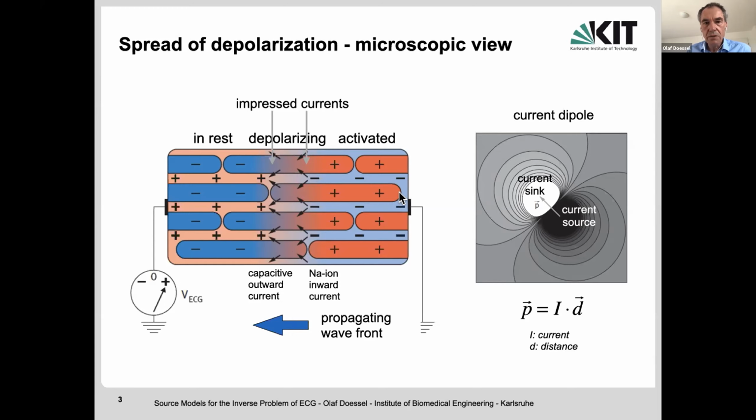And the impressed currents behave like current dipoles. A current dipole is in principle a little piece of line where a current is flowing, current I is flowing, and if the length is D, then the current dipole is current multiplied by D.